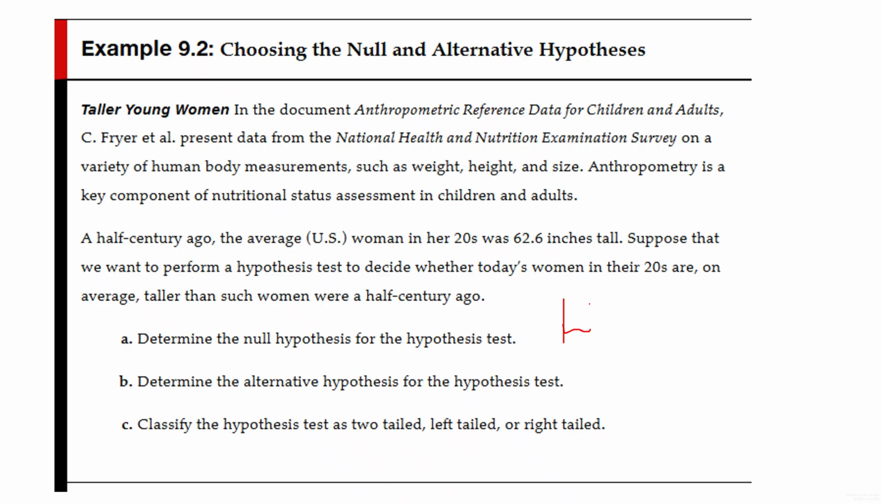So if I write H A, I want to say that mu is greater than 62.6 inches. And you can see the greater than symbol that I have here is pointing to the right. That's how we know that this is a right-tailed test.